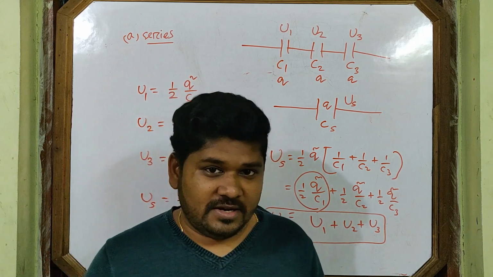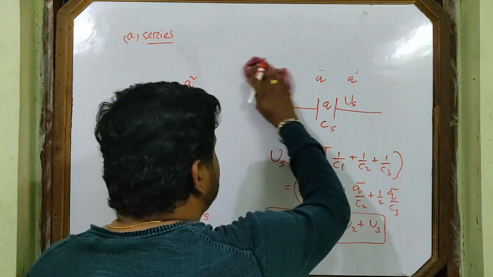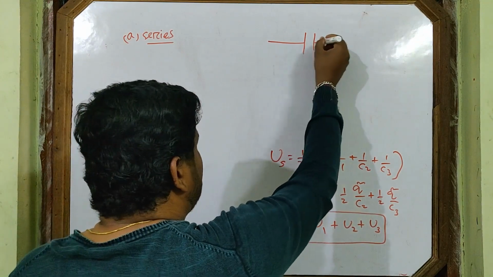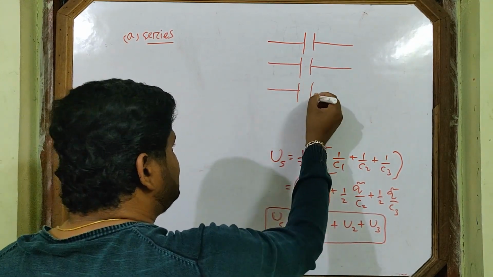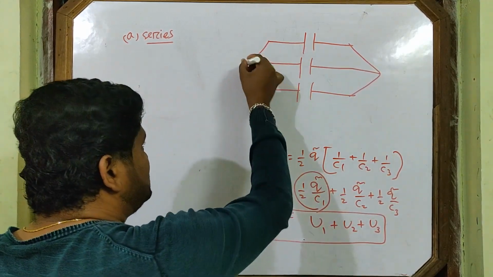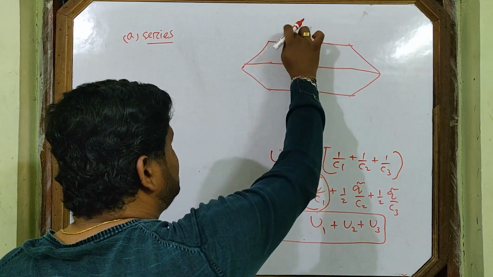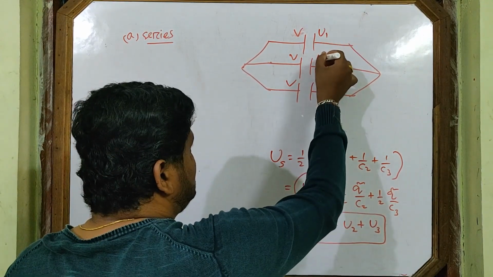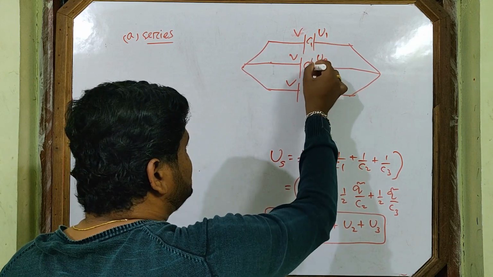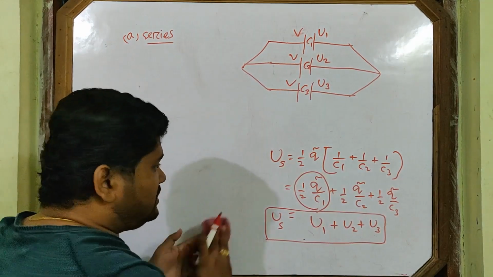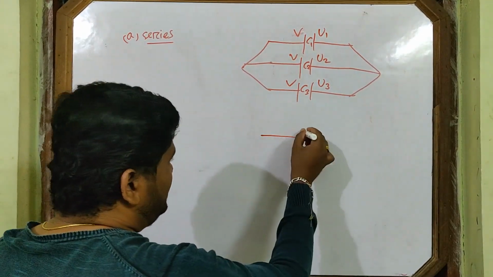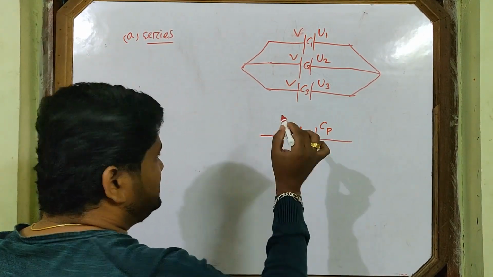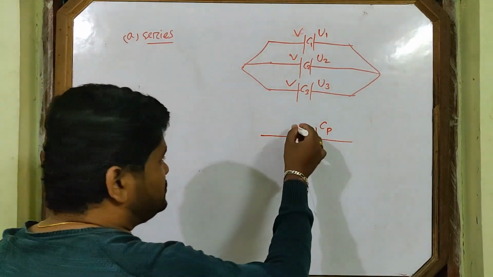Let's see what happens in parallel combination. This is one capacitor, another capacitor, another capacitor. All are connected in parallel. Here in series the potential divides, but here the potential is the same, V. In parallel combination the potential is the same, but the energies stored are U1, U2, U3, and the capacitances C1, C2, C3. When all behave as one capacitor, the effective capacitance is CP, the potential is V, and the total energy stored is UP.